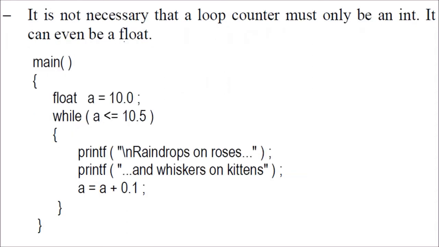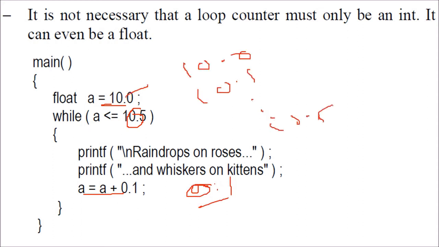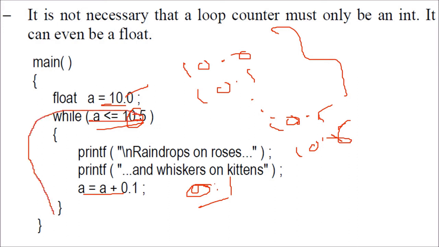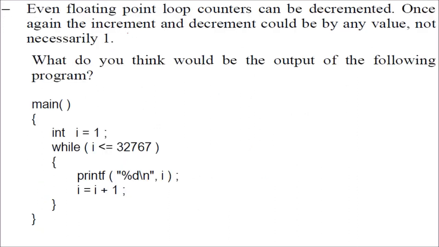Then you don't necessarily need only integral values; you can have a float value. In this program, we are incrementing A with a float value, that is, a float increment value of 0.1. So it will go from 0.1, 0.2, 0.3. It will start from 10 and go to 10.1, till it reaches 10.5 and above. Till 10.5 it will run. When it becomes 10.6, it will come out, meaning at this point the condition becomes false and you come out. Even floating point loop counters can be decremented, as we just saw.